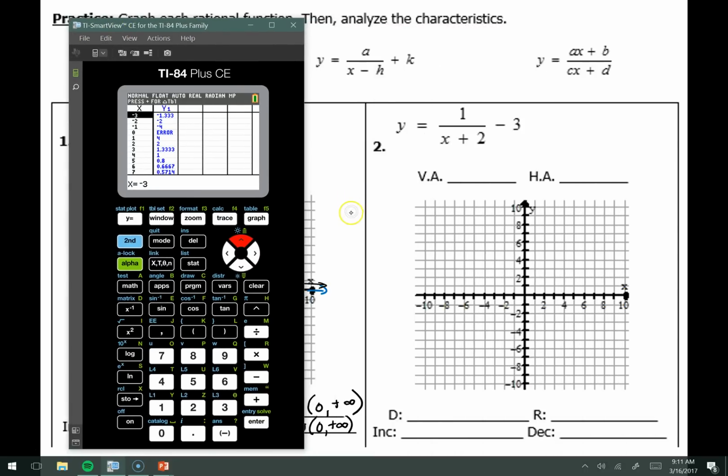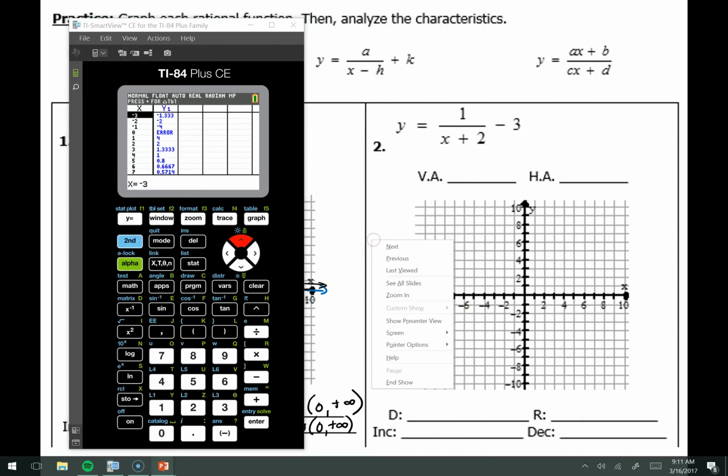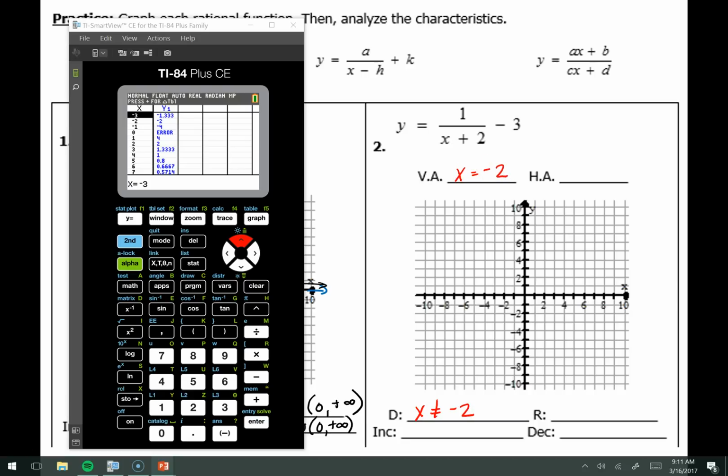So the first thing I need to ask myself is, does it factor? And this one does not factor at all, so I don't have anything to divide out, no holes to worry about. For my vertical asymptotes, I need to think about what x is not allowed to be. The domain is going to be that x is not equal to -2, because that would make it 0. So that means we have a vertical asymptote at x is equal to -2. Oops, drawn this the wrong way. At x is equal to -2, that's there.